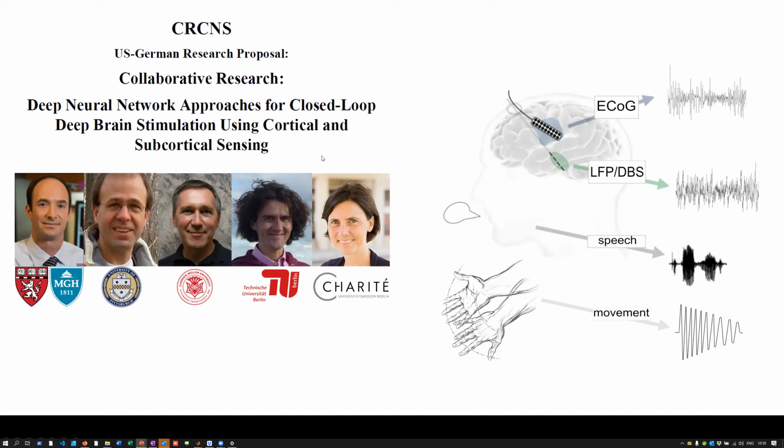And we have successfully applied for a collaborative research grant with Mark Richardson. He's the director of functional neurosurgery at MGH Harvard University, and machine learning pioneer Tom Mitchell, Benjamin Blankertz, who you probably all know, and Andrea Kuhn are all in this project. We are looking at deep neural network approaches and other machine learning algorithms to improve closed-loop deep brain stimulation using a combination of electrocorticography and LFP, trying to identify electrophysiological signatures and predict their presence to improve the therapy of these patients.